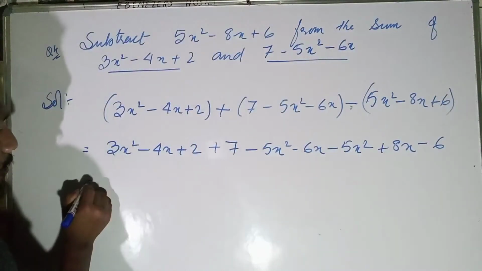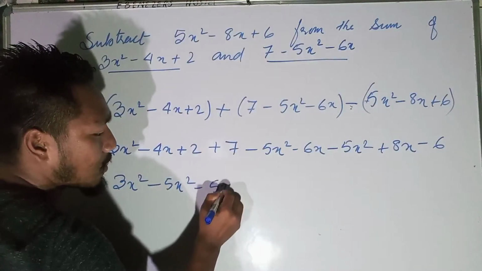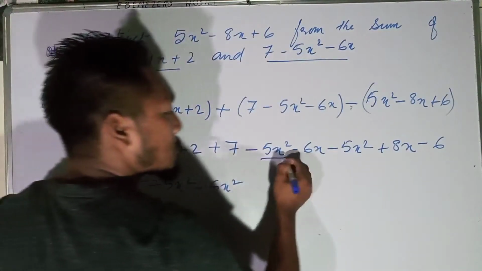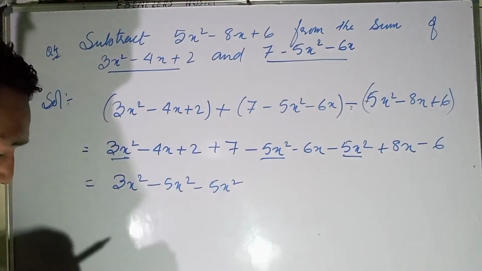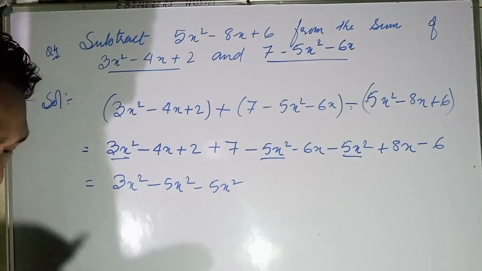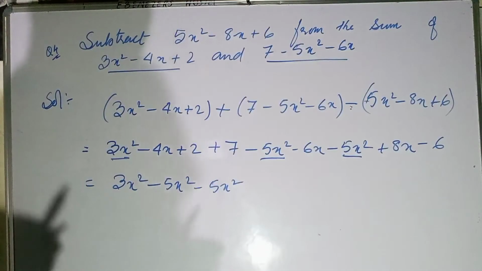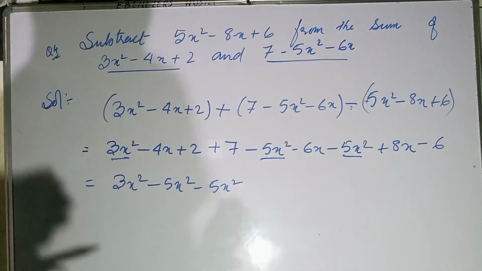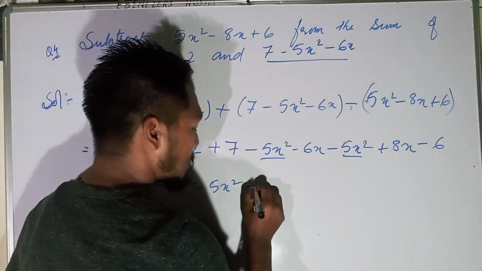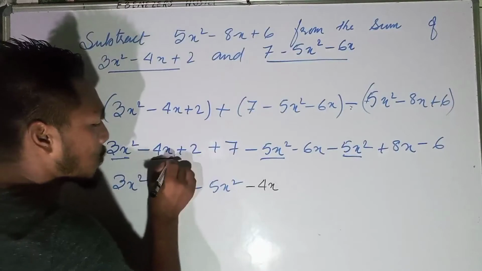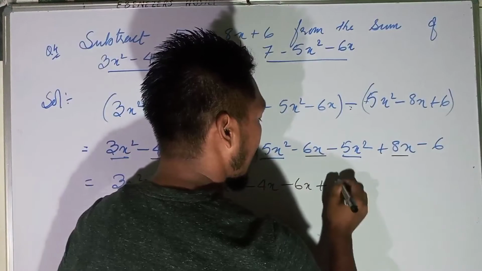So here you see 3x squared, minus 5x squared and minus 5x squared together. All these 3 I am writing together. Next, we have to see the next expression, that is 4x squared. Then minus 4x, minus 6x, plus 8x.